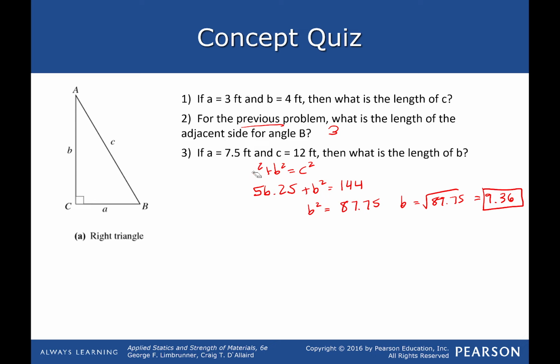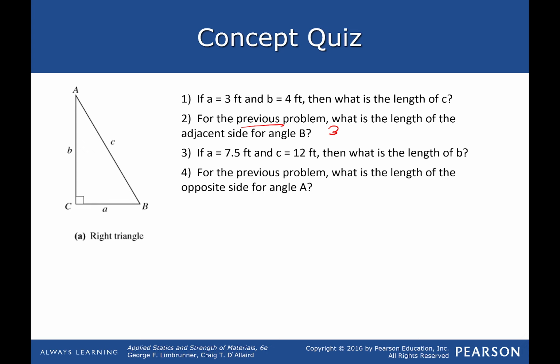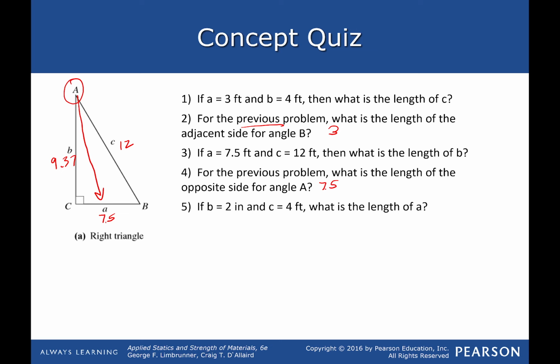So we can keep on going through these and solve them one by one. I'm going to finish all these with you, and then we'll stop here and go on to the next video next time. Okay. It says, for the previous problem, what was the length of the opposite side for angle A? Okay, so first off, A is right here. This is 7.5. C is 12, and we have 9.37 here. And this is angle A, and opposite is over on the opposite side. So that would be 7.5. Okay, let's keep on going through. We got a few more to do. These aren't too bad.